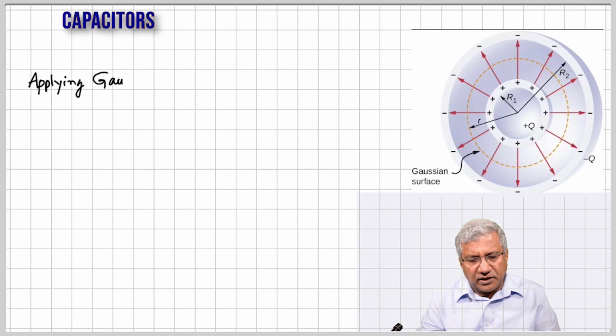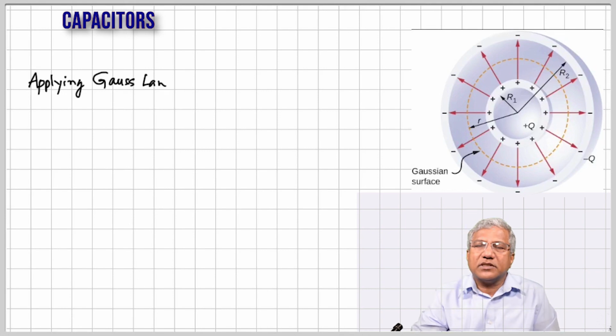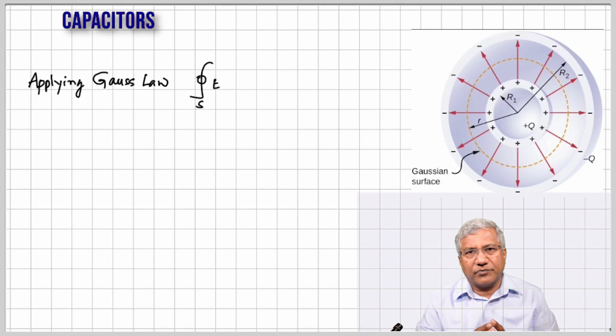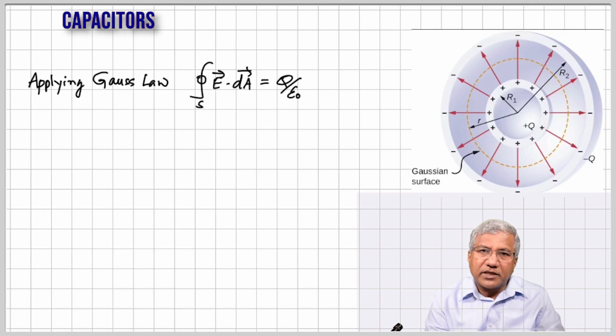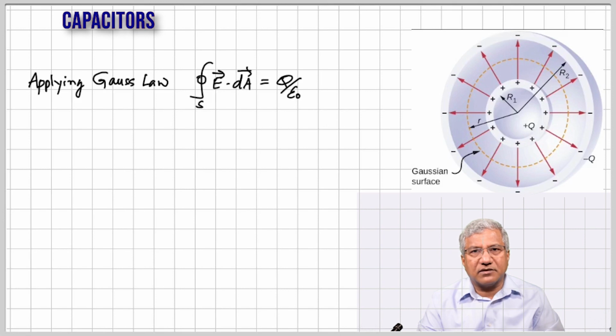So let's apply Gauss' theorem. And what is Gauss' theorem or Gauss' law? The total electric flux passing through a closed surface is 1 by epsilon naught times the charge inside the surface. Therefore, mathematically, the closed surface integral of E dot dA is equal to Q by epsilon naught, right?